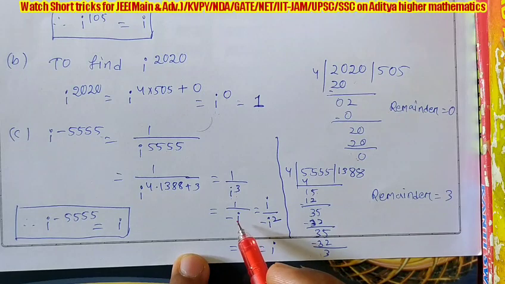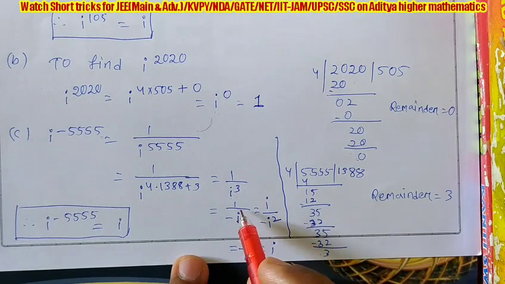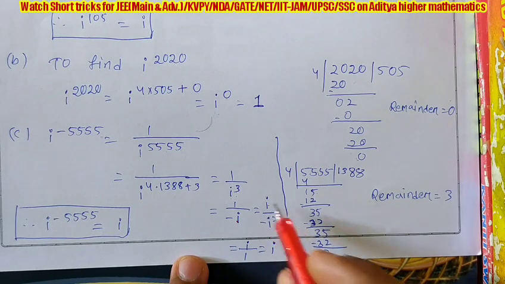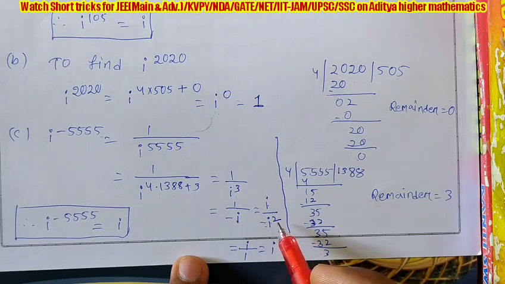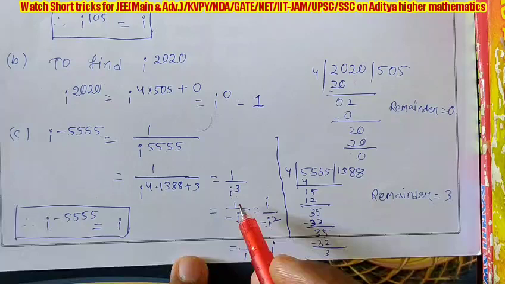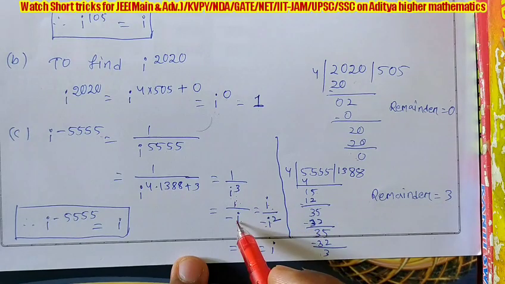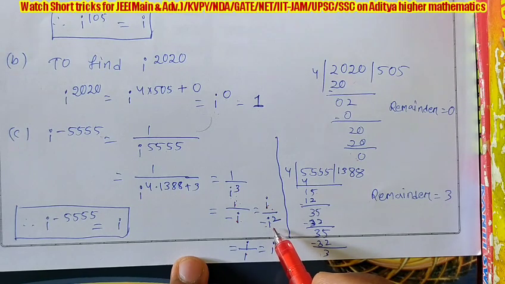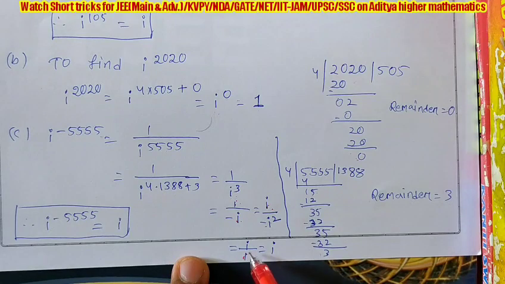Since the denominator is i, you multiply both numerator and denominator by i. Then what do you get? i upon minus i square. Since you are dividing 1, you multiply i to both numerator and denominator. 1 multiplied by i is i, and here minus i times i is minus i square. Now the value of i square you know is minus 1. Minus and minus sign is plus 1. So i by 1 is i.